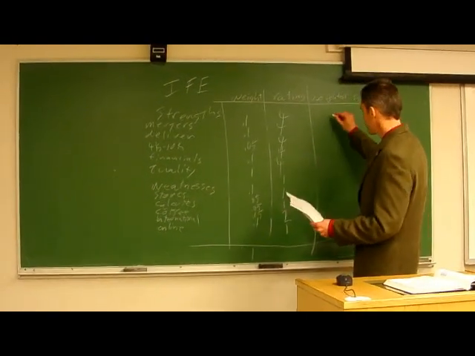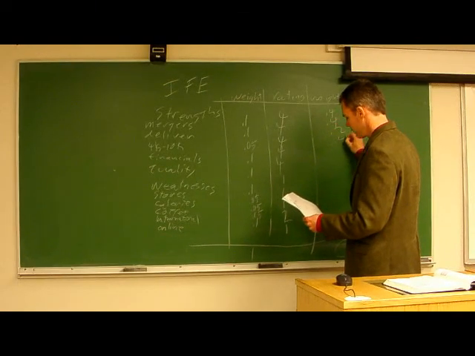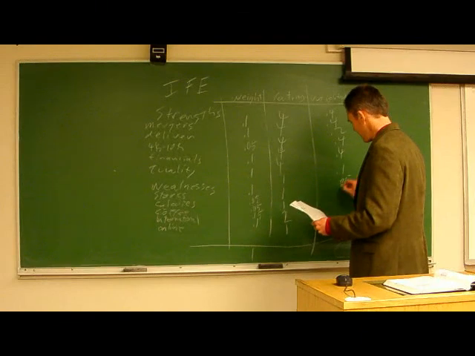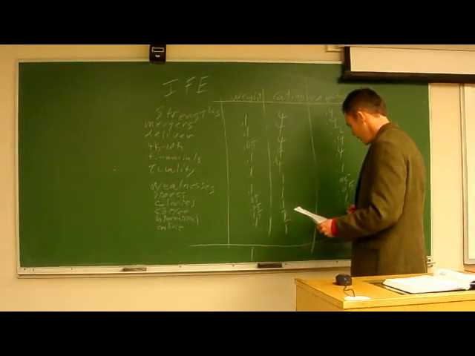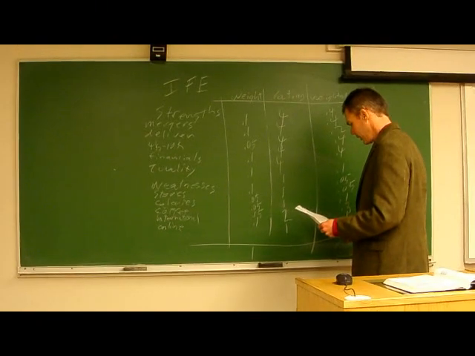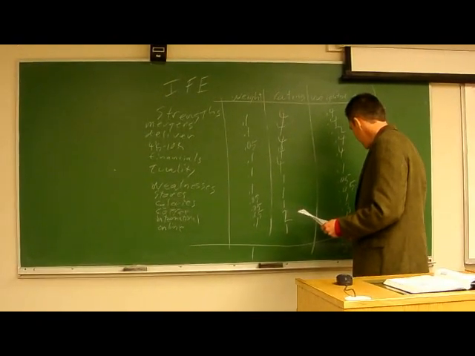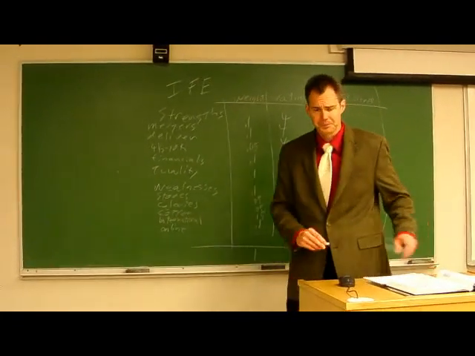So let's total up the scores. We go 0.4, 0.4, 0.2, 0.4, 0.4, 0.1, 0.05, 0.05, 0.1, 0.3, 0.1, and that gives us a total of 2.5, which is a marginal score.